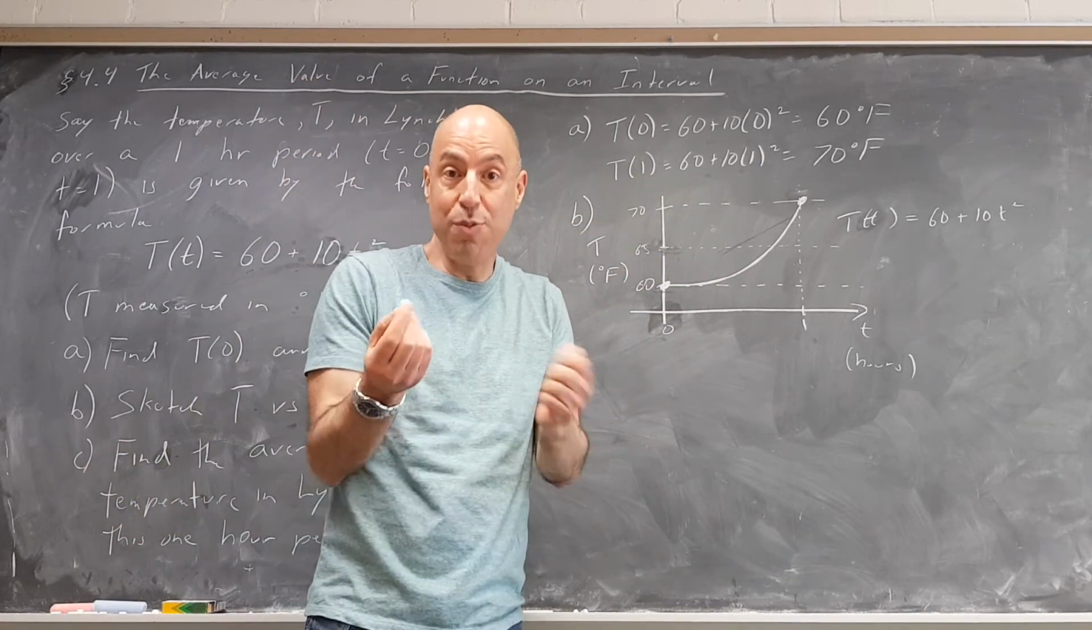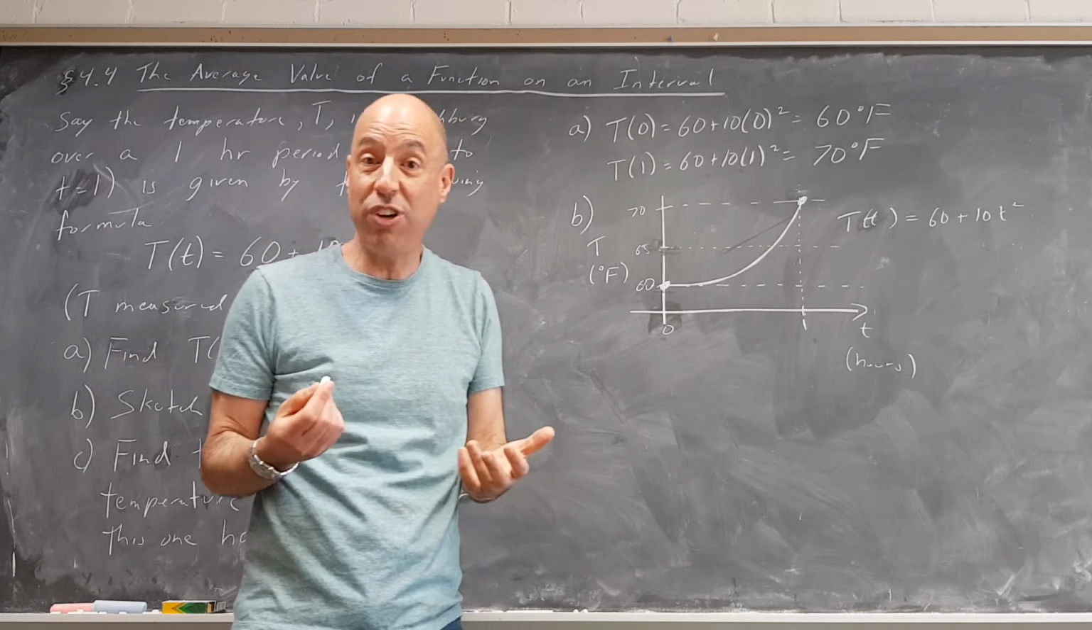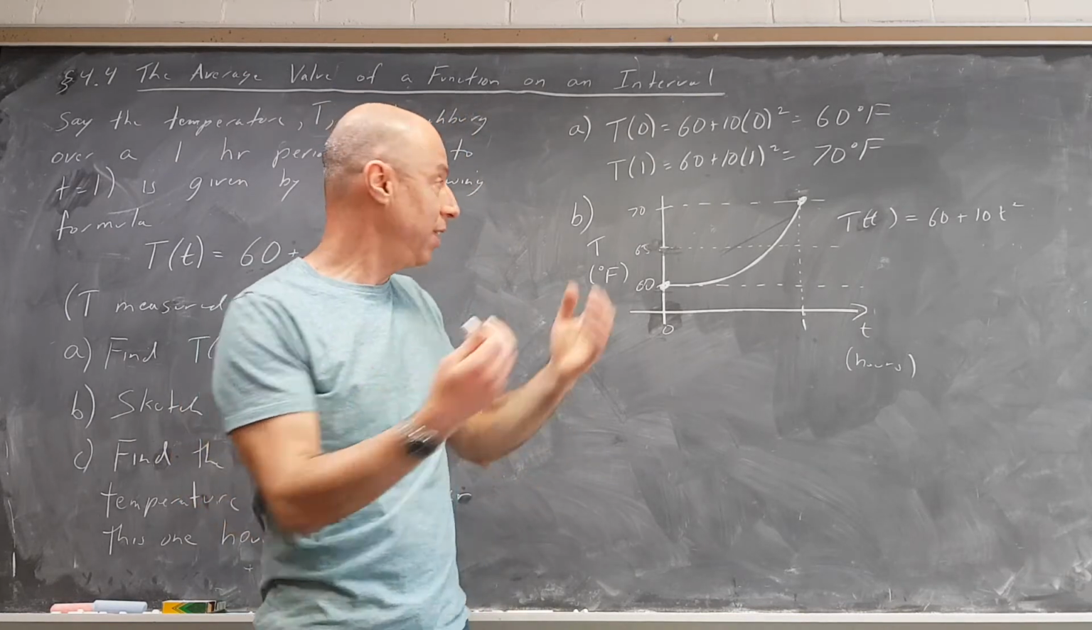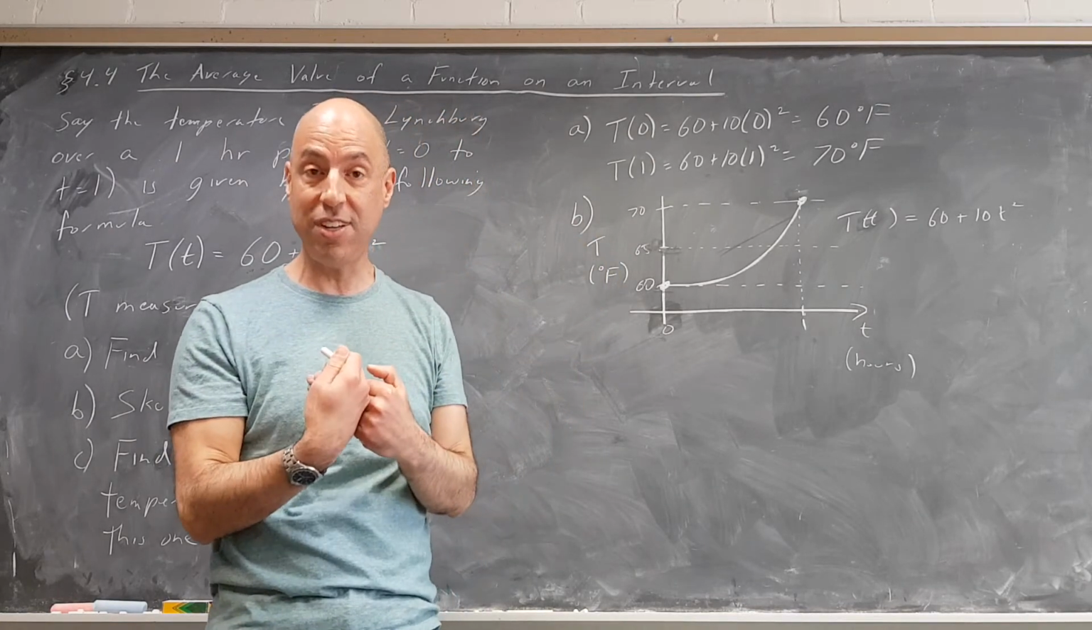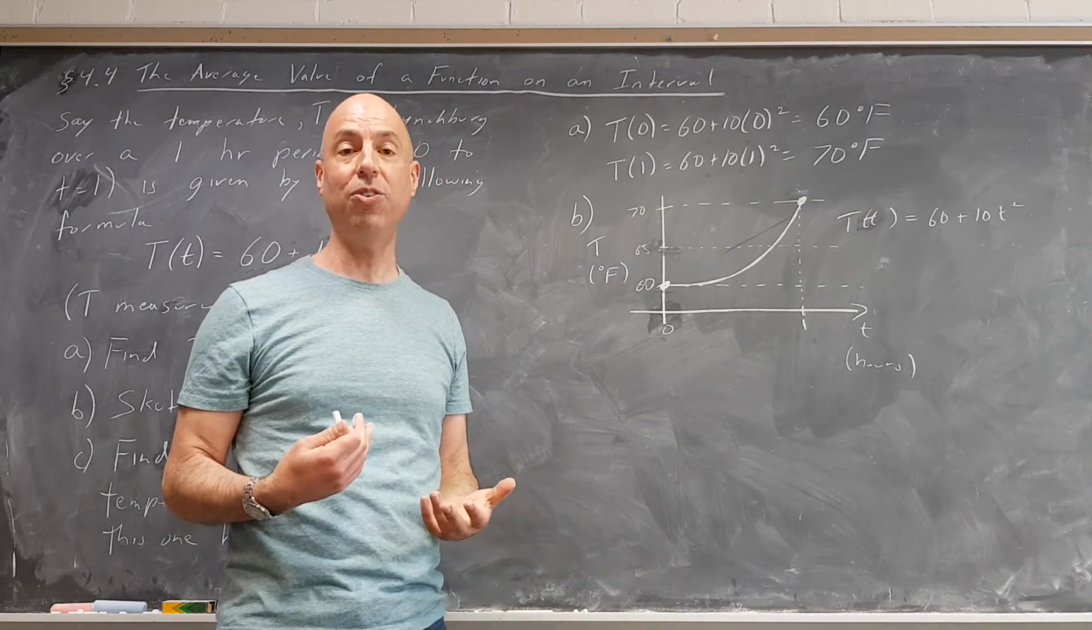And assuming that's your inclination, my next question is, is it below 65? Is it closer to 60? Or is it above 65? Is it closer to 70?